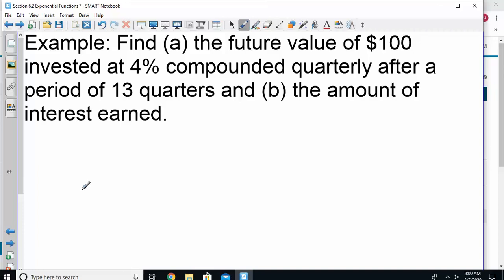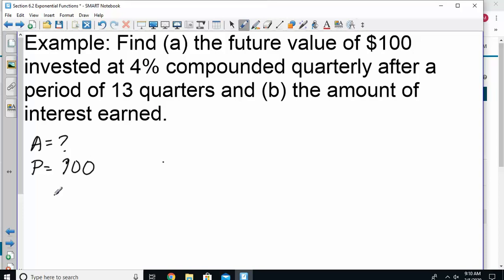Find the future value of $100 invested at 4%, compounded quarterly after a period of 13 quarters, and B, the amount of interest earned. I encourage you on these problems to write down the things that you have and what you need. I want the future value. What is future value? What variable? A. What is the 100 going to represent? P, the present value, principal, what we have right now.